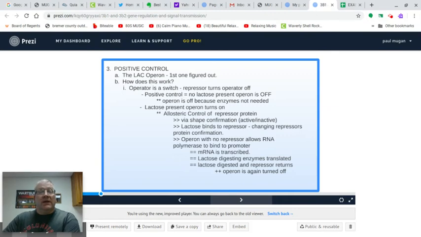So the lactose present turns the operon on, by changing the conformation of that repressor. So lactose binding to the repressor, changing the protein conformation, and the operon with no repressor allows that RNA polymerase to bind to the promoter and produce the RNA transcripts that are needed to make those three enzymes.